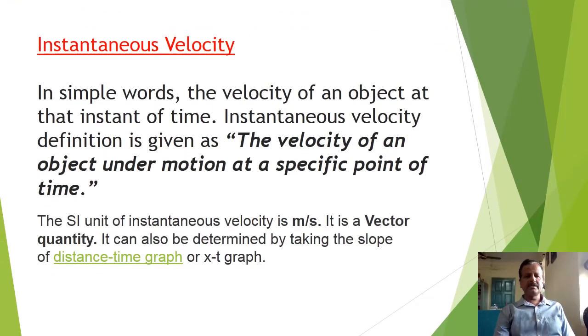Now let us define what is instantaneous velocity. In simple terms, velocity of an object at that instant of time is called instantaneous velocity. Instantaneous velocity is also defined as velocity at a given instant of time.